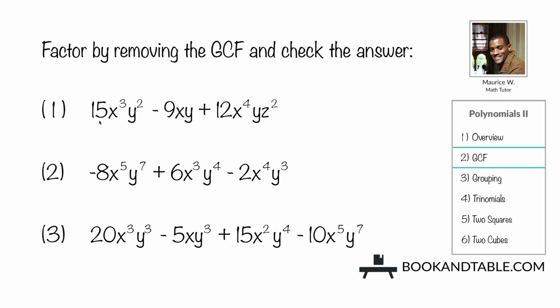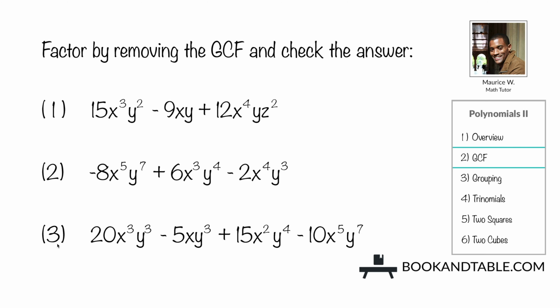Question number 1, 15x cubed y squared minus 9xy plus 12x to the fourth yz squared. Question number 2, factor by removing the greatest common factor of negative 8x to the fifth y to the seventh plus 6x cubed y to the fourth minus 2x to the fourth y cubed, and then check the answer.